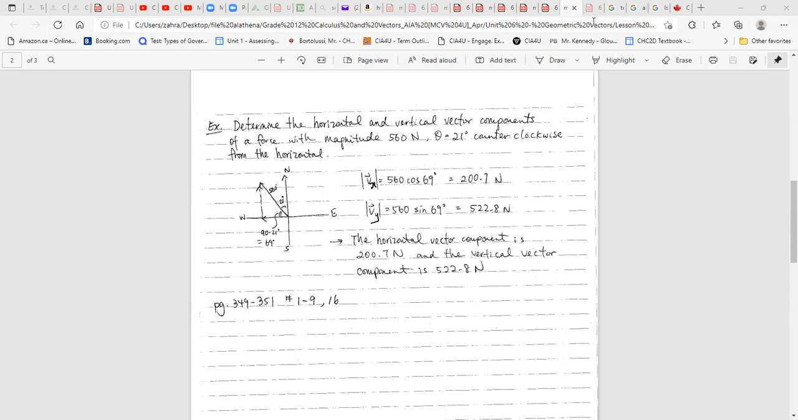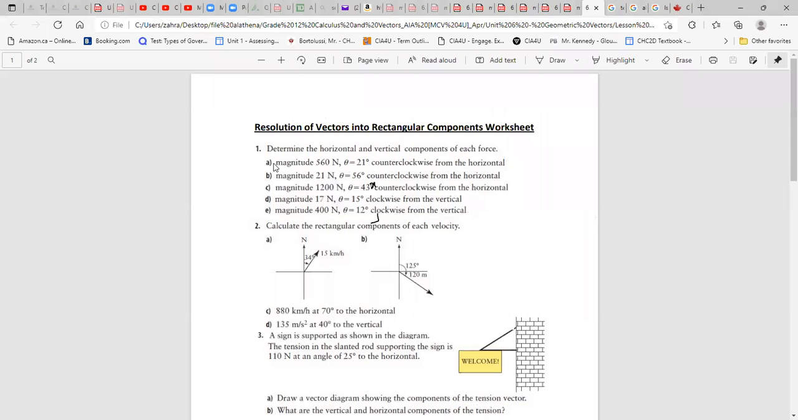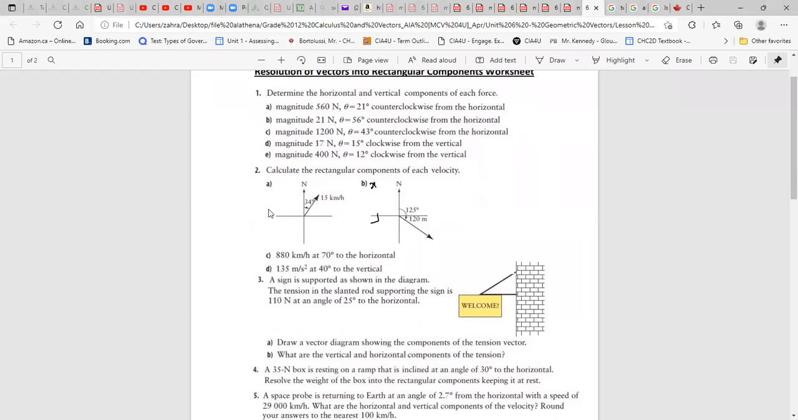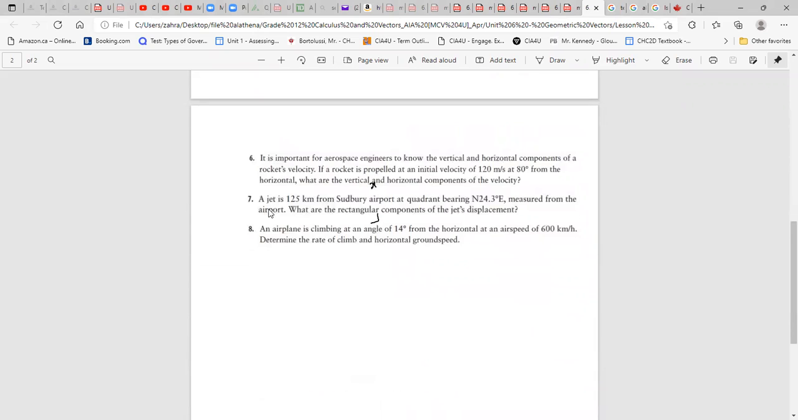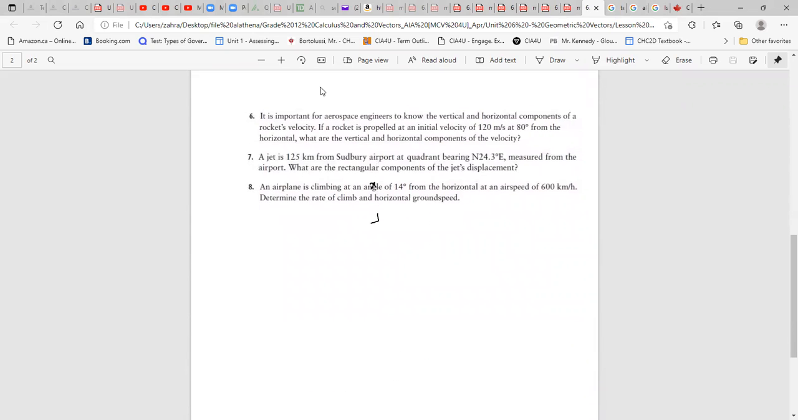For the worksheet here, you can do question number 1 c, d, e, question number 2, question number 3, and question number 7.